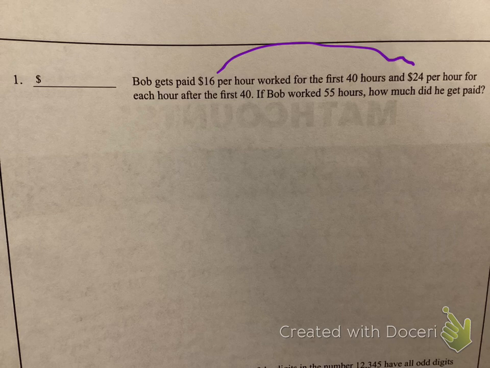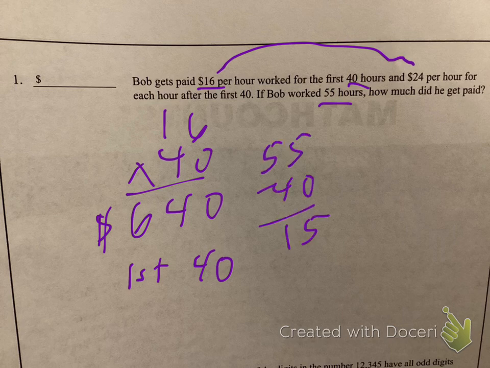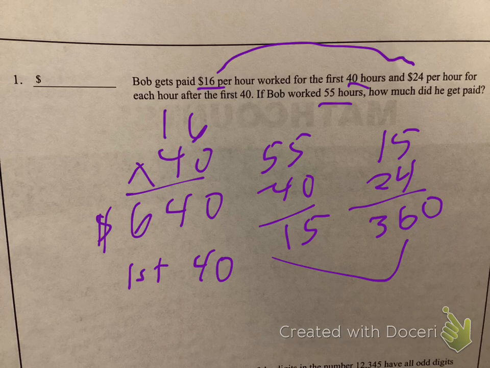So right now we're going to take the first 40 times 16, just do 16 times 40, and we're going to end up with $640 for that first 40 hours. And then he worked 55 hours, so 55 minus 40, he's going to have 15 overtime hours. So we do 15 times the 24, which is going to give us the 360. If we add up these two numbers, we should get $1,000.